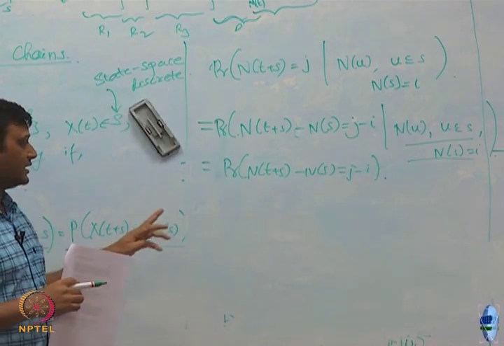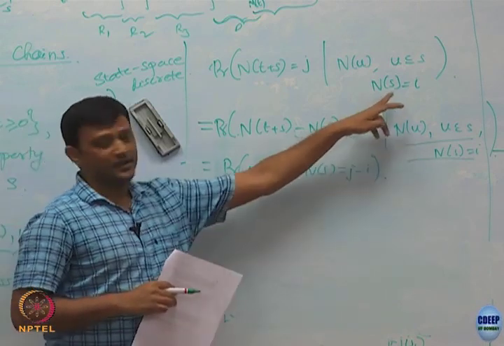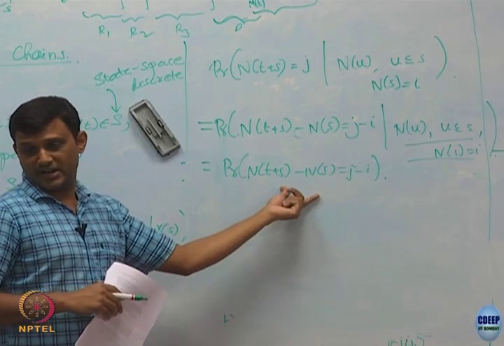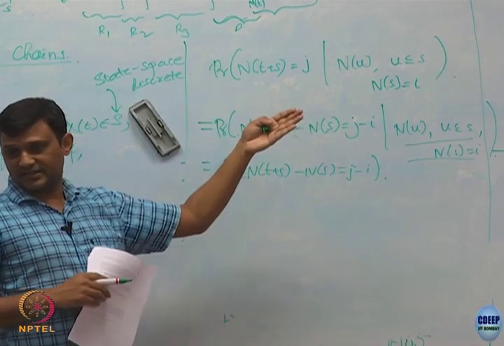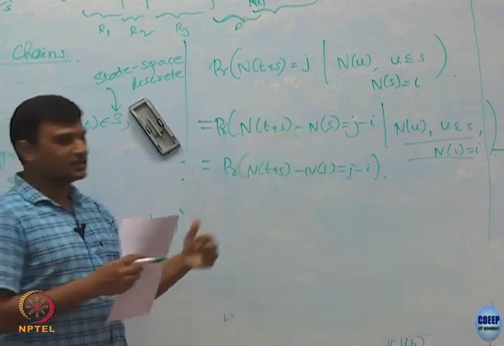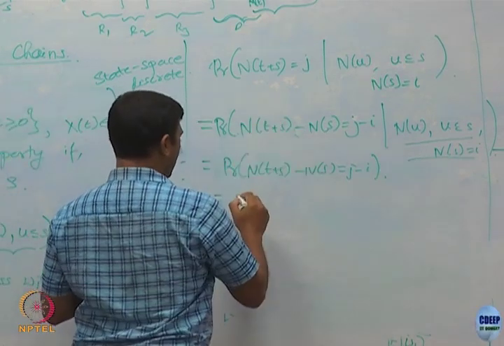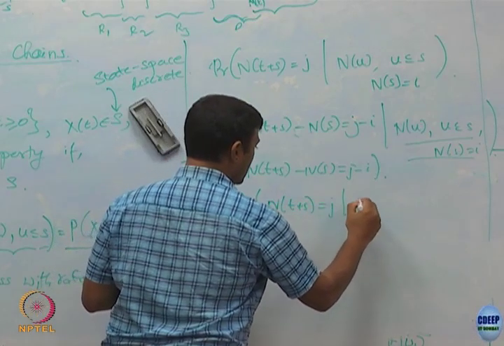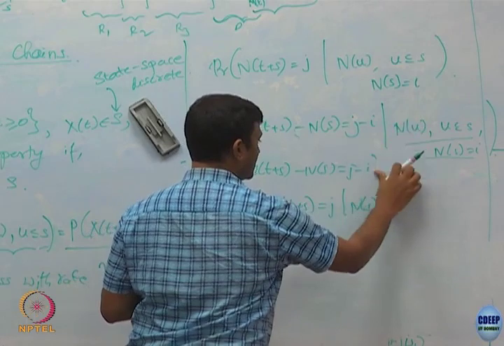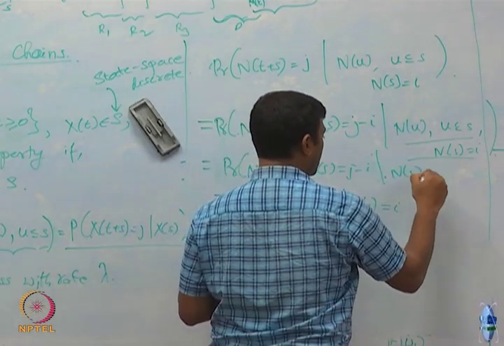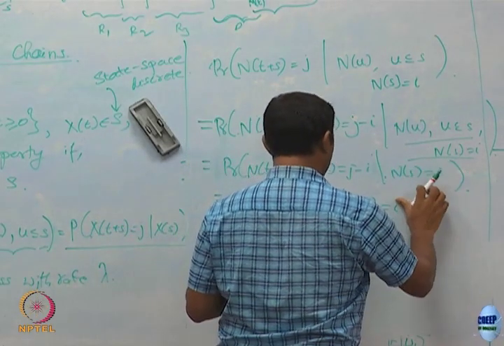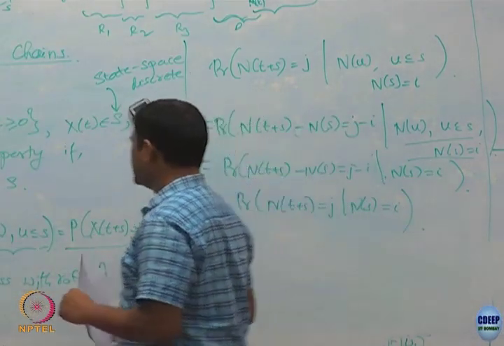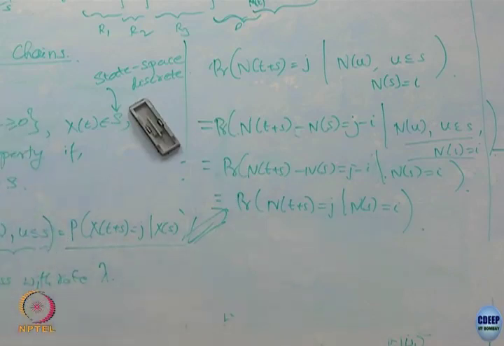and here, I have assumed that N(s) is already known to me. So, you already see that you have eliminated the dependency of this probability on all the things that have happened before time s, and now you can just go and do the reverse process. Then this is equal to j given, this is still N(s) equals i, and then you are done. So, by definition of the Poisson process, you already have this condition.